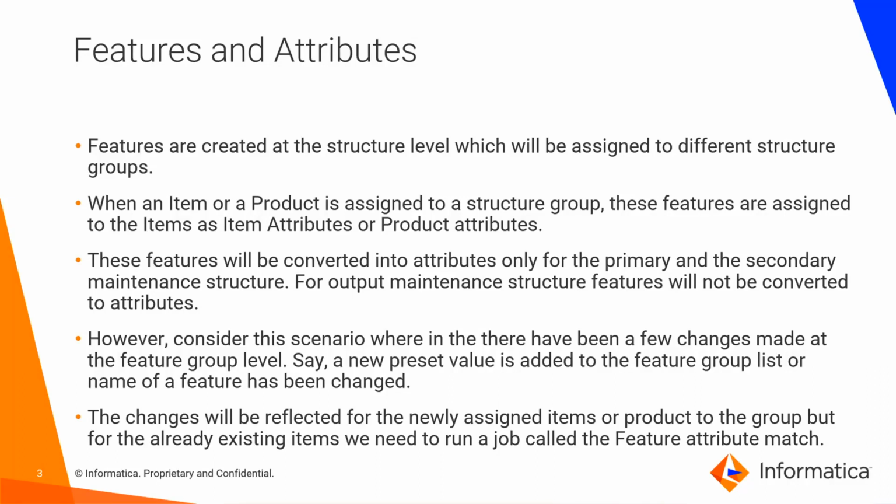So, to understand what an attribute match job is, consider this scenario. After assigning a few items to a structure group, we have the features of the structure group mapped to that particular item as an attribute. Now, consider we have made any changes at the feature level. For this, the already existing items in that structure group will reflect the changes only when the feature attribute match job is run. And for the newly created items or products in that structure group, these changes will already be taken care of by the product itself. We will know more about this in the demo section.